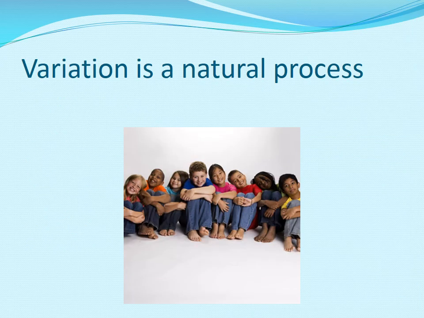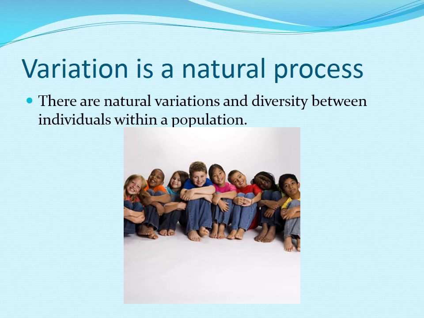So variation is a natural process. We have natural variations in diversity within individuals in a population, as you can see in the photo, and if you even just look around our classrooms, there's a huge amount of diversity within how people are: their skin color, eye color, hair color, height, everything changes. And some of those natural variations can be an advantage for an organism. If you happen to live in a place where the sun is really strong, then being able to tan really well is an advantage because it protects your skin from the damaging rays of the sun.